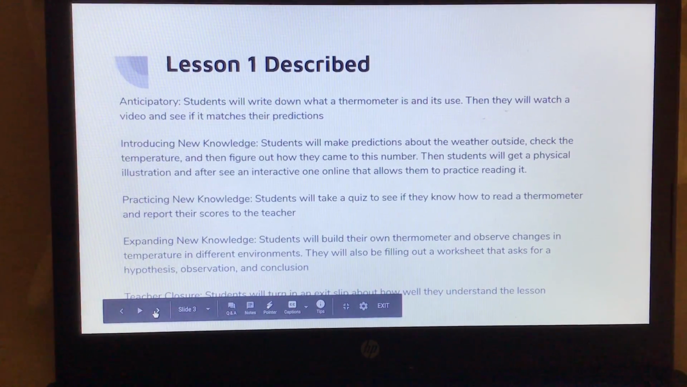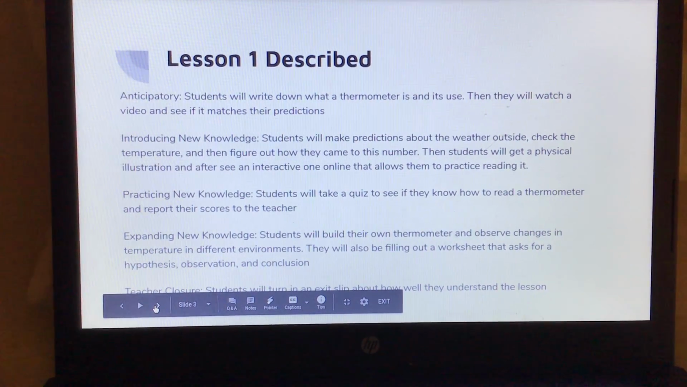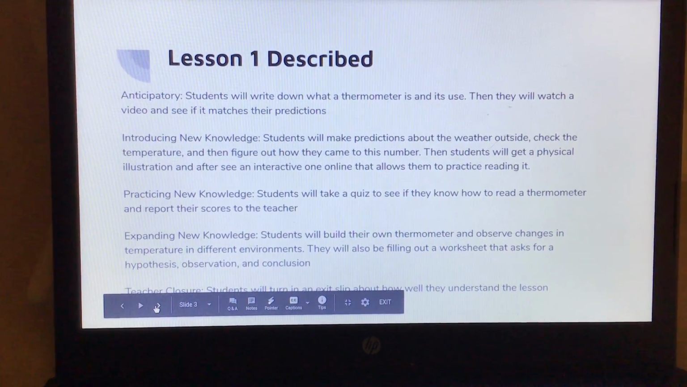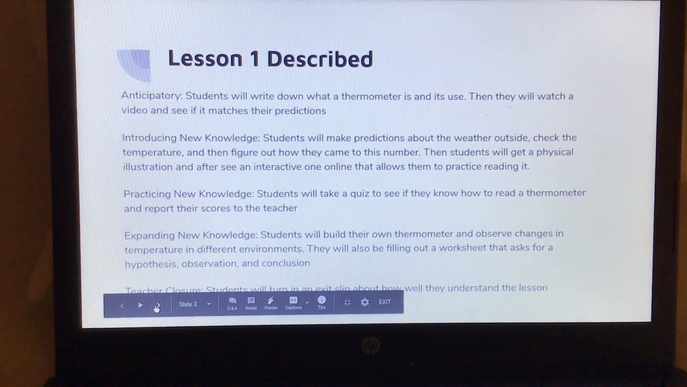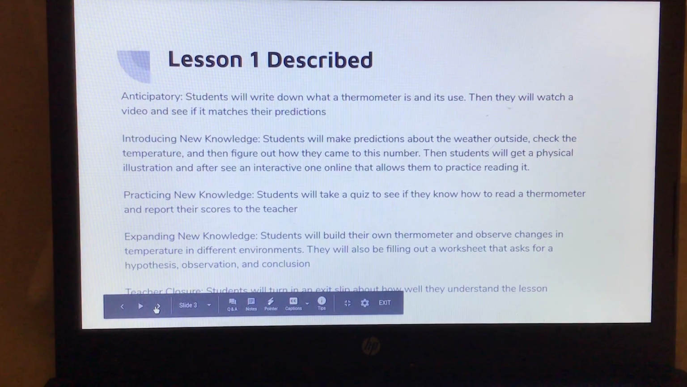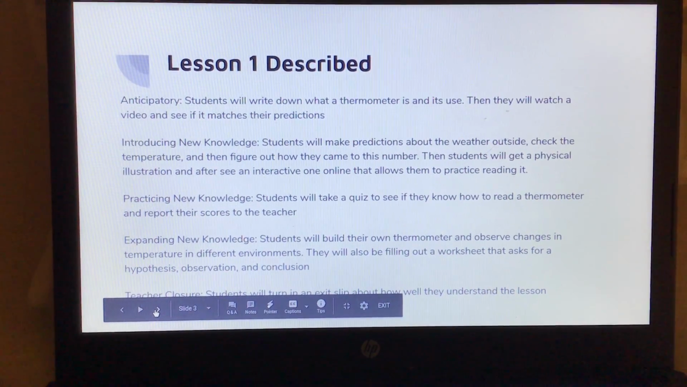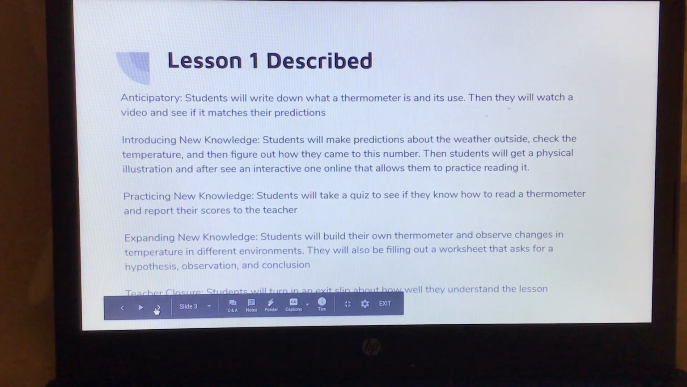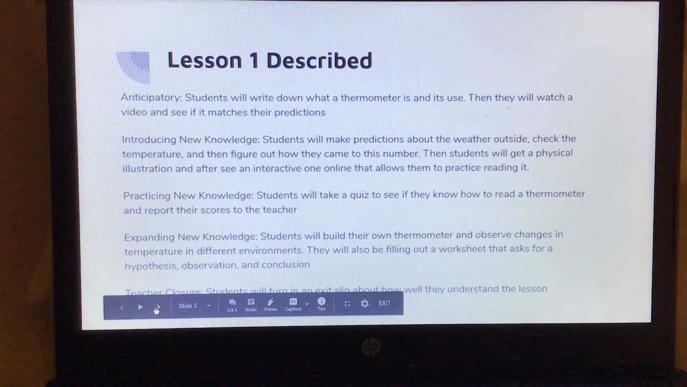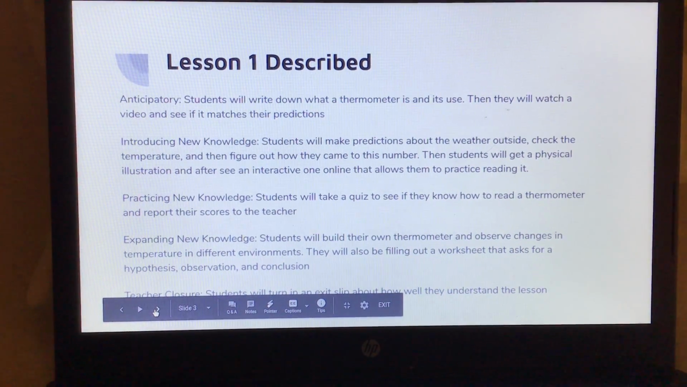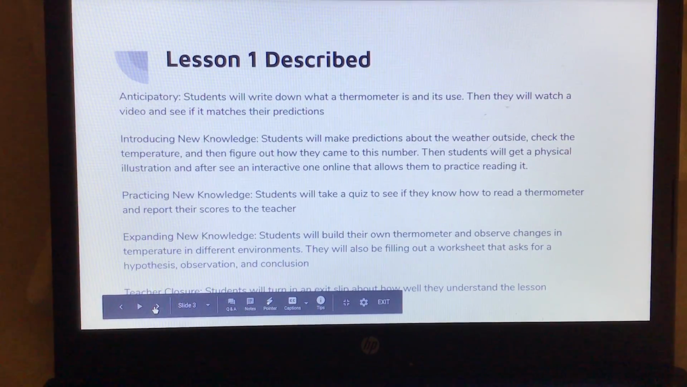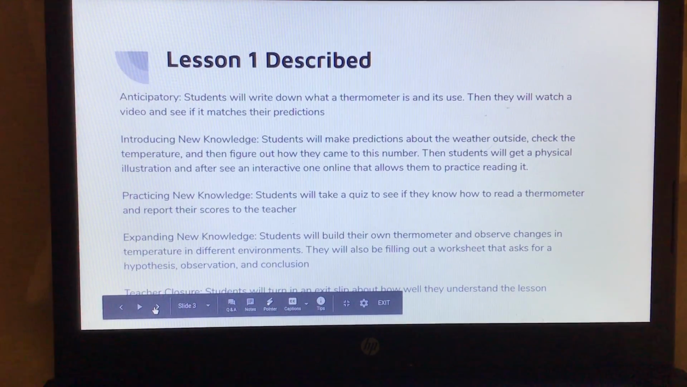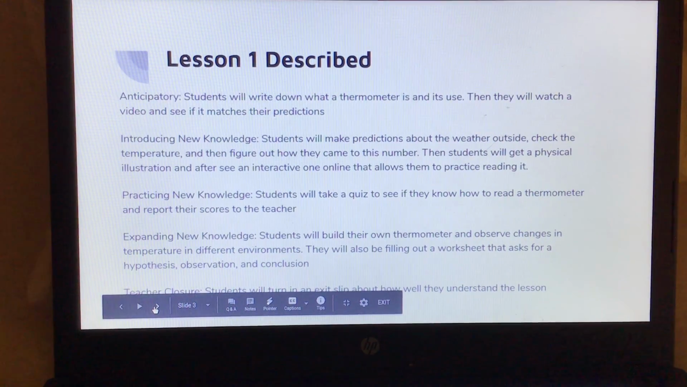So students will kind of guess what the temperature is outside, then search what the temperature is online, and then when they see that number, the teacher will continue to explain how that number was brought up, and then will show a thermometer in the classroom, and then go on the website and show the students how to practice reading it.